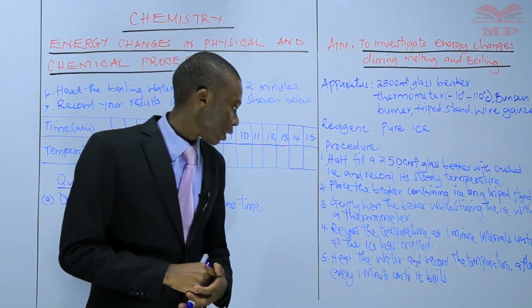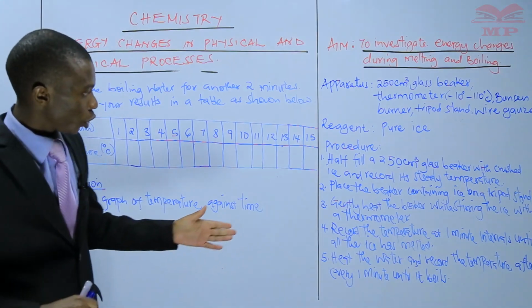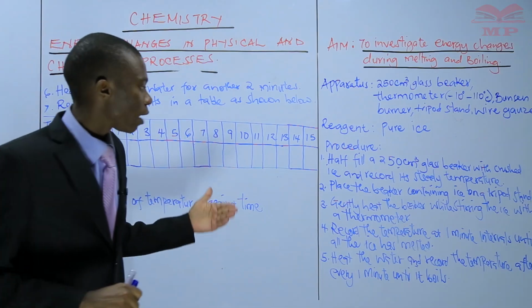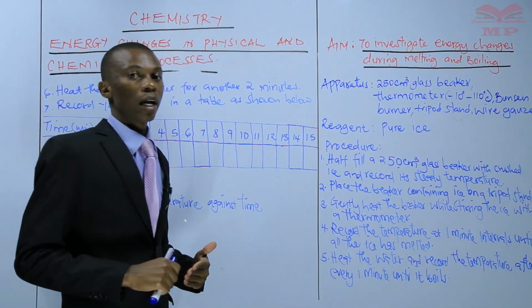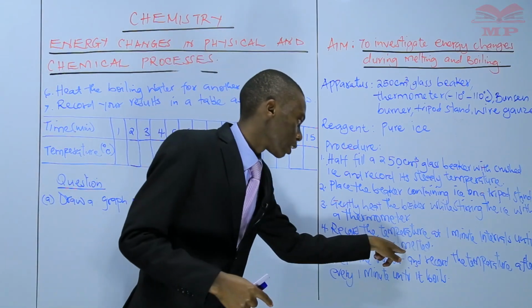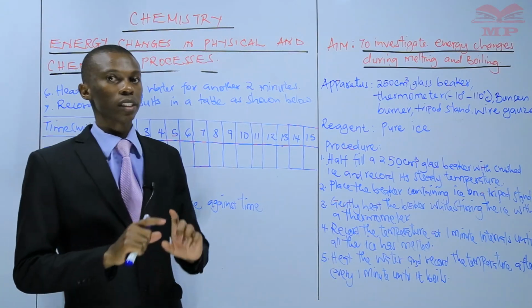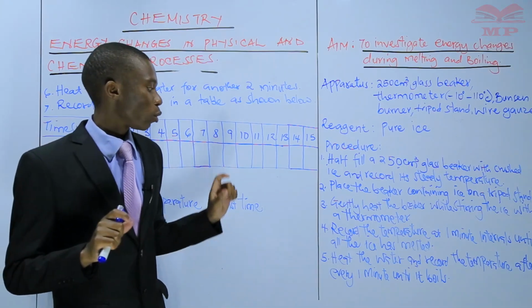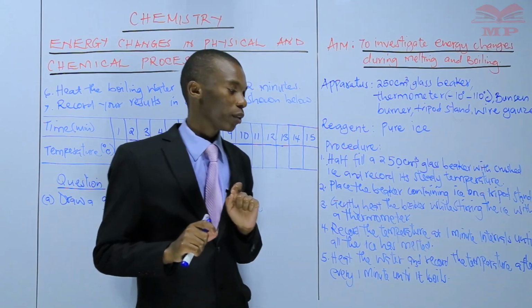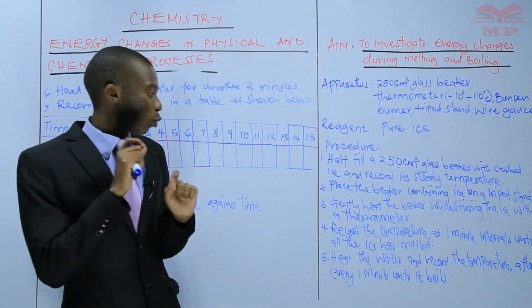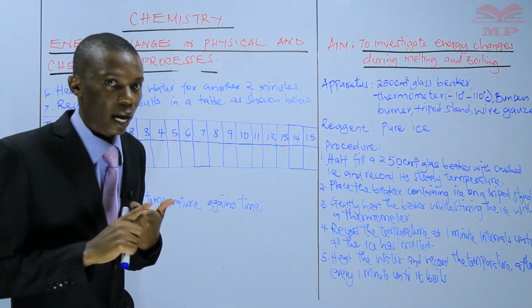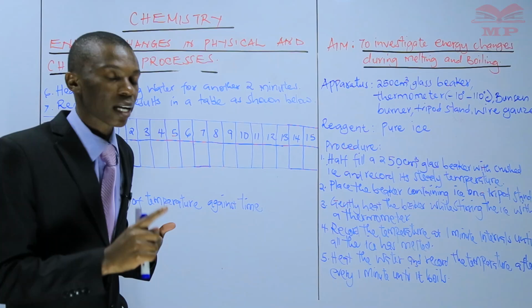Then procedure number 5, you heat the water and record the temperature after every 1 minute until it boils. Remember, you've already melted this ice. It has now become water, which is now in liquid form. So in procedure number 5, you are heating this water. And you also record the temperatures after every 1 minute until this water starts boiling.